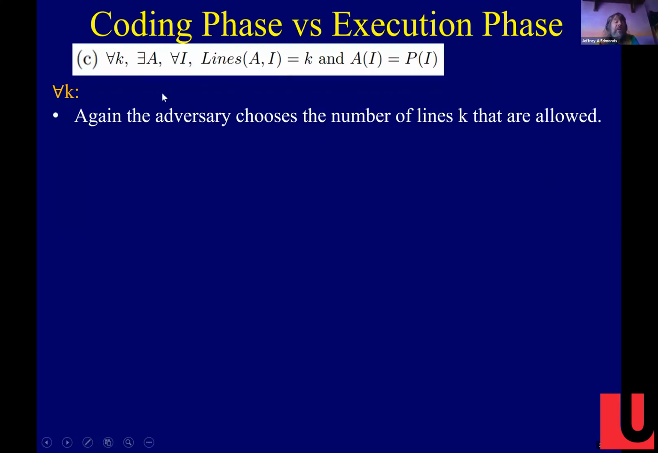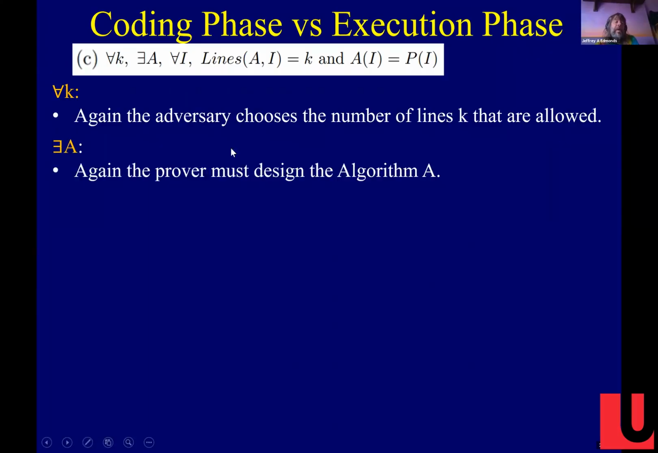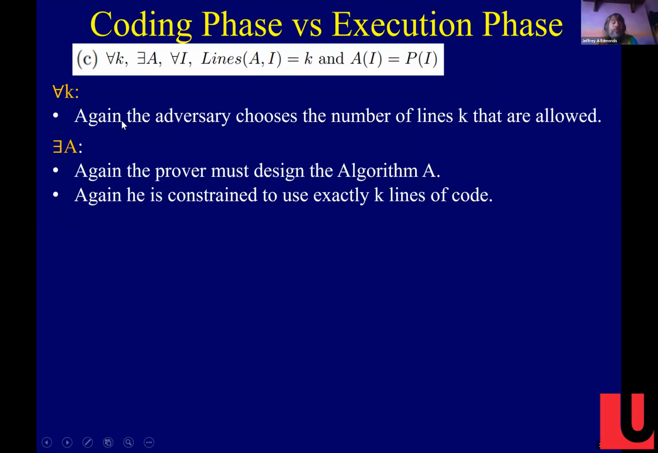Simak asked, is it a function? And here's how it's a function. The adversary gives me an arbitrary K, and given that K, the prover has to come up with an algorithm. And yes, that algorithm will be a function of K. You give me a different K, I will give you a different algorithm, right? Why? Because my algorithm needs K lines of code, right?